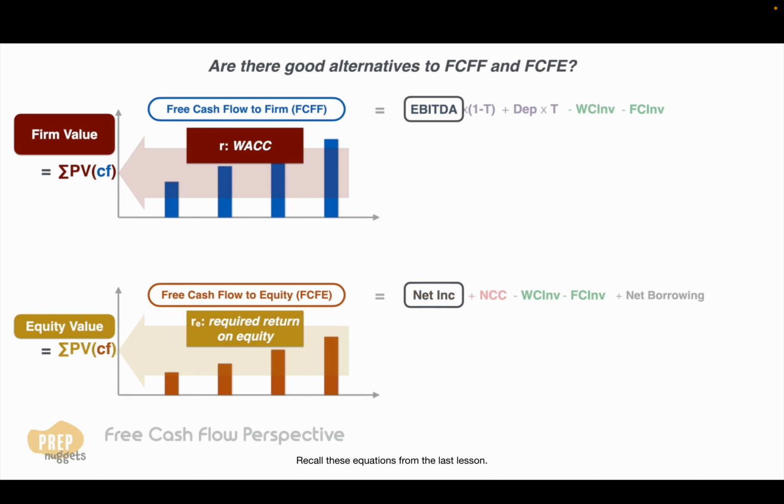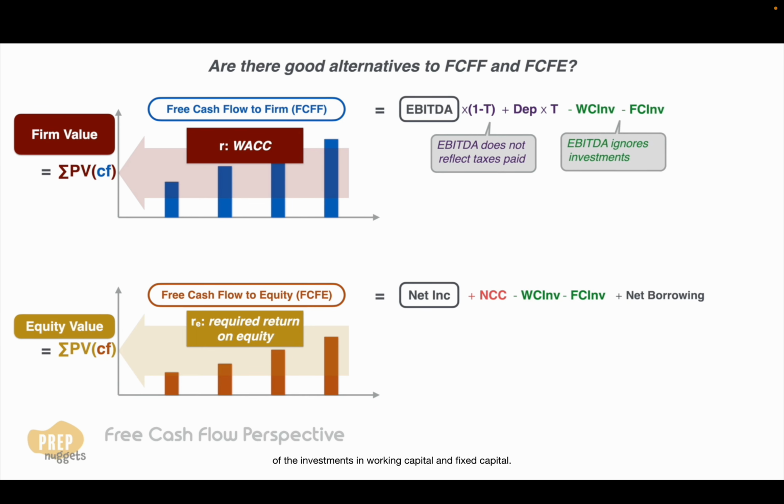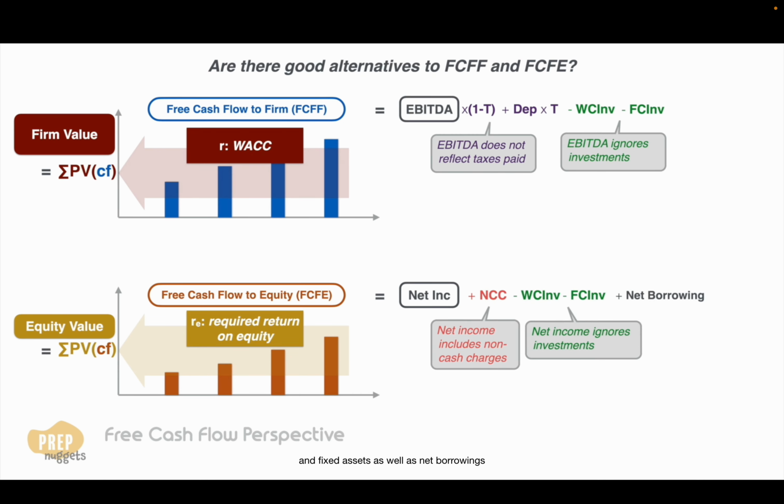Recall these equations from the last lesson. EBITDA does not reflect the cash taxes paid by the firm, and it ignores the cash flow effects of the investments in working capital and fixed capital. Net income includes non-cash charges like depreciation. Likewise, it ignores cash flows that don't appear on the income statement, such as investments in working capital and fixed assets, as well as net borrowings. These explain why EBITDA and net income are not good proxies for FCFF and FCFE.